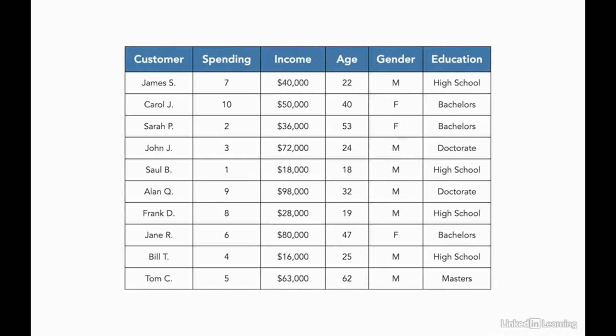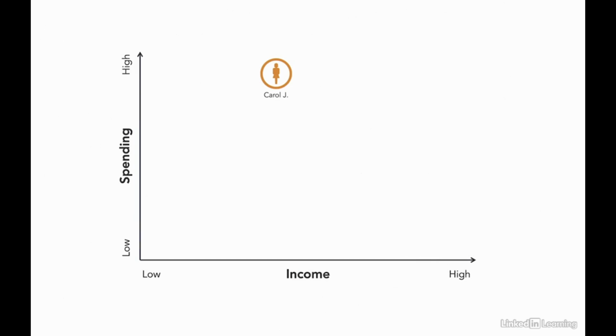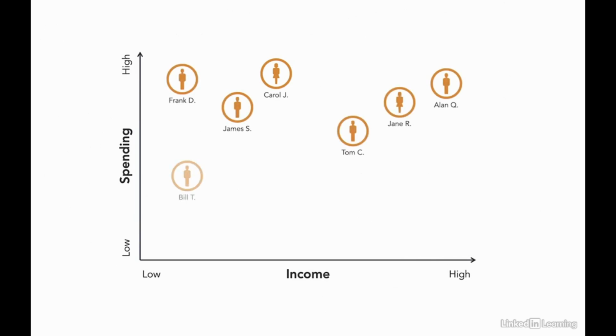To add some specifics to the previous example, let's say that we have the data shown here for 10 of our bank card customers. Our objective is to group customers based on spending score and income level alone. On a two-dimensional plane, each of our 10 customers could be represented this way.